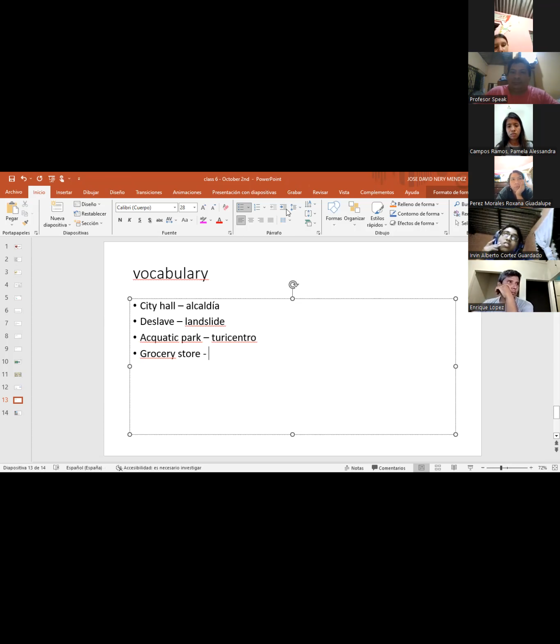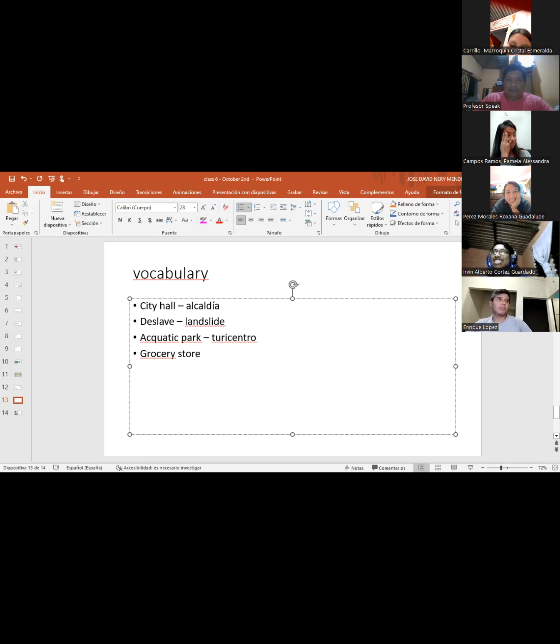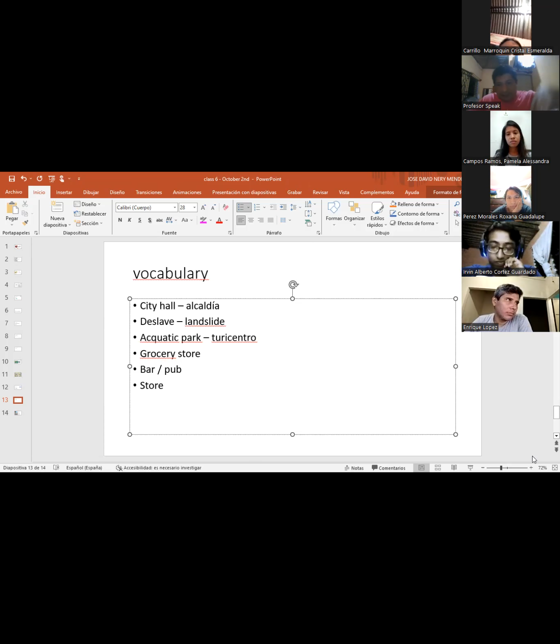How do you say cervecería? Porque no podemos decir chupadero. That's a bar. You can say bar. Or some people call it a pub. Pub. But if it's la tiendita de la esquina, it's just a store. So I go to the store to buy some beers. Pero la cervecería, that's a bar or pub. Okay.